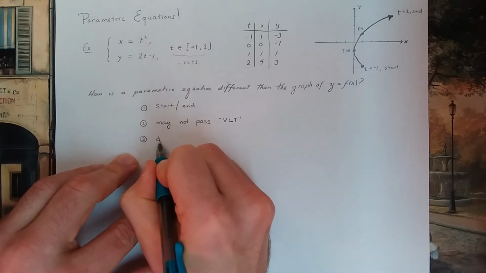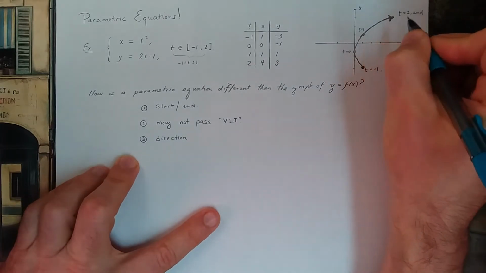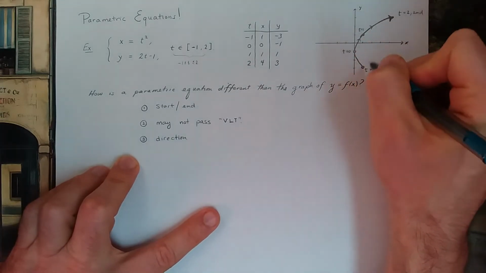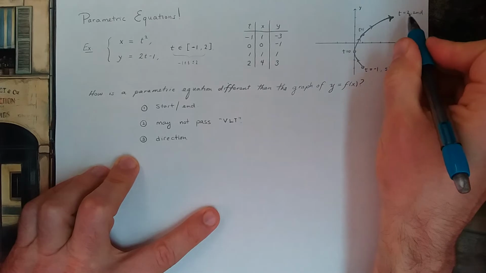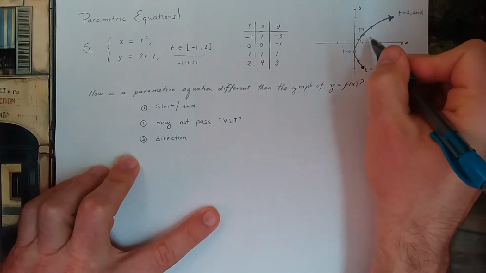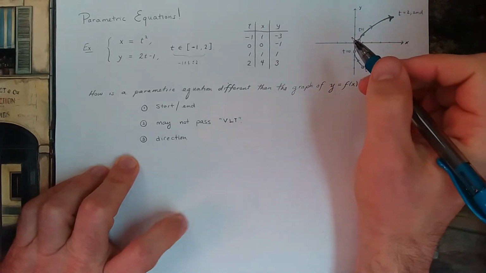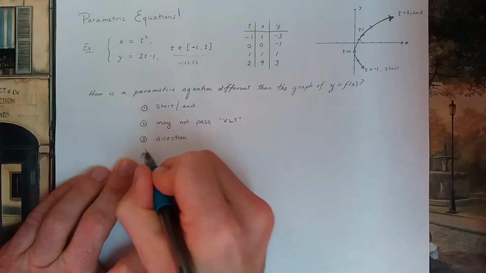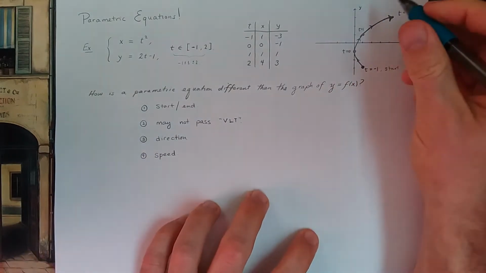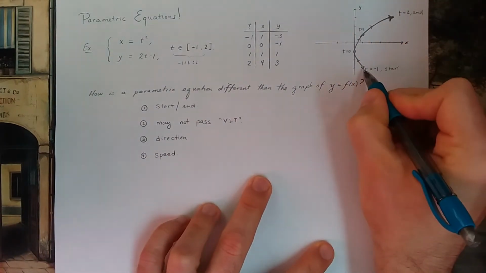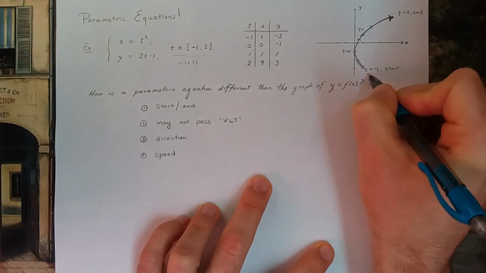There's also a direction. You may have noticed I put an arrow here. There is a direction that this curve is being traced out. As t goes from -1 to 2, I'm drawing the curve up. That's the direction I'm heading. The graph of a function doesn't have a direction necessarily. And then this one's more subtle, but there's also a speed. In this example, I go from t equals -1 to 0. I go this distance in 1 unit of t.